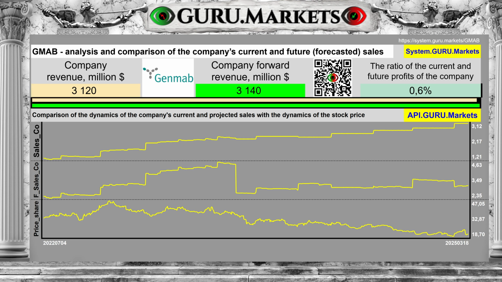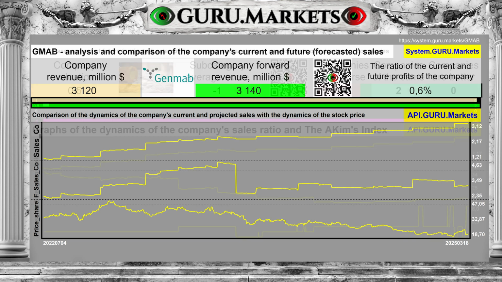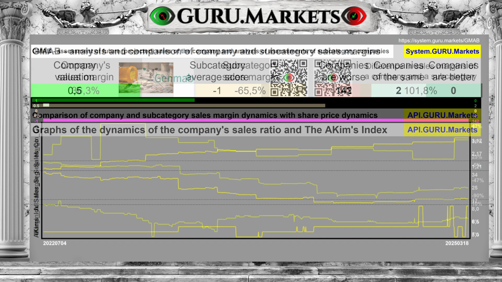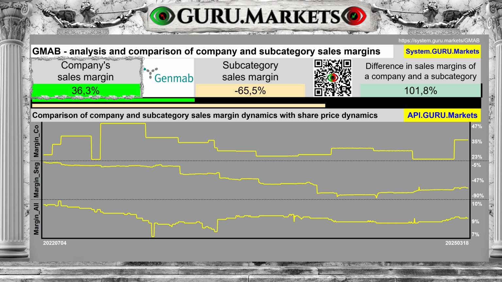Projected revenue for the next 12 months is tentatively expected to be $3,140 million, 1% more than now. Assessing the performance of projected future sales volumes in comparison with the performance of subcategory companies. Good, 0.5 points. The margin is 36.3%, with the average in the subcategory minus 65.5%.